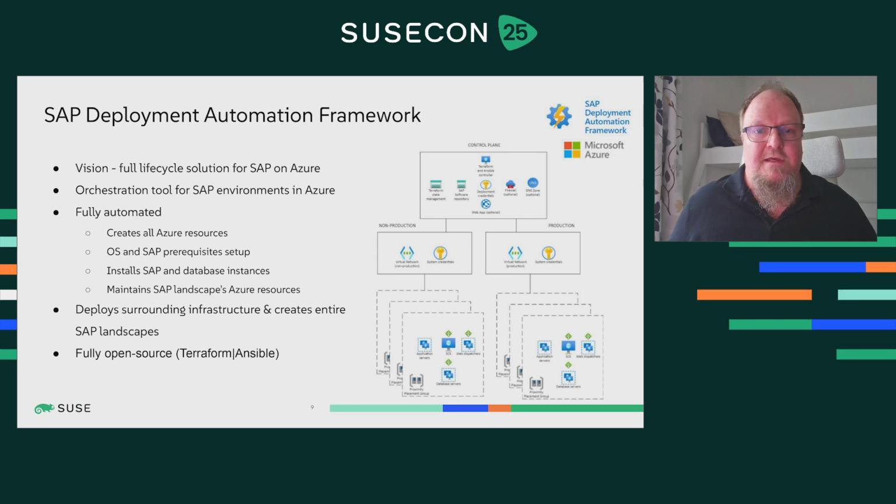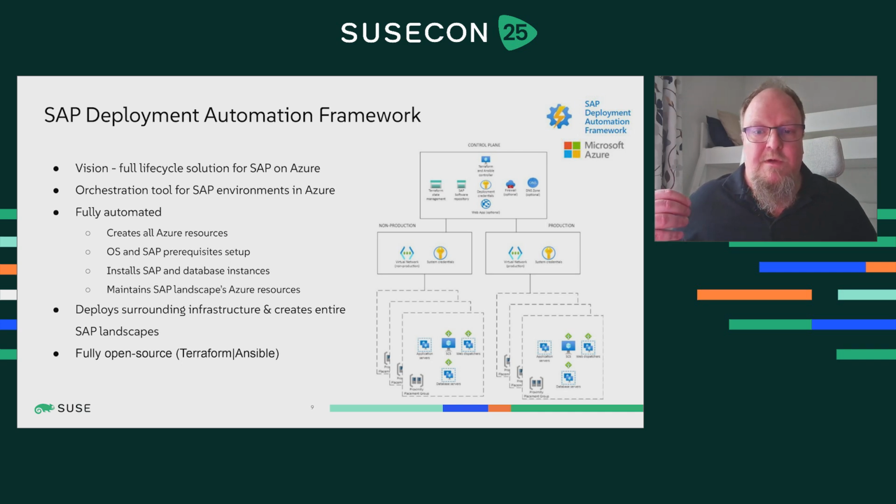So the framework, in essence, has two main components. It has what we call the control plane, and then we have the workload zones and the systems. So the control plane is essentially the execution environment. So it is used to both deploy the SAP infrastructure using Terraform and to install SAP applications using Ansible. So it houses a number of virtual machines that can be used as deployment agents if you're running in a DevOps environment, or they can be used as controllers like what we're doing in the openQA case.